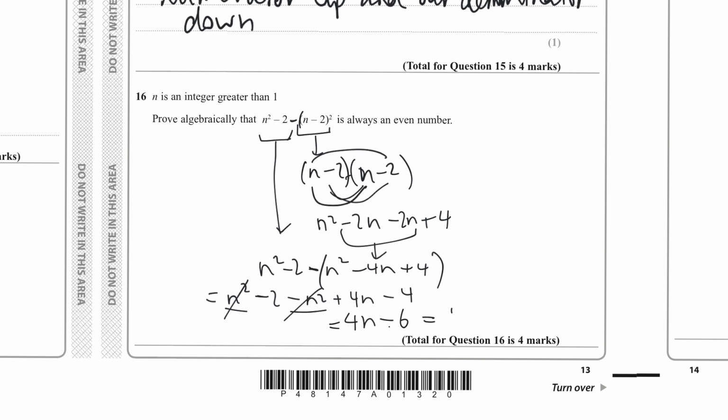If we make this all divisible by 2, aka factorize, we would be left with 2 bracket 2n minus 3. So in terms of proving that this is equal to an even number, we can conclude that any multiple of 2 is an even number. Or we could say 2 bracket 2n minus 3 would always be even because it's a multiple of 2. Anything along those lines they would accept. But whenever it comes to proof questions to prove that something's even, show that it's a multiple of 2, basically.